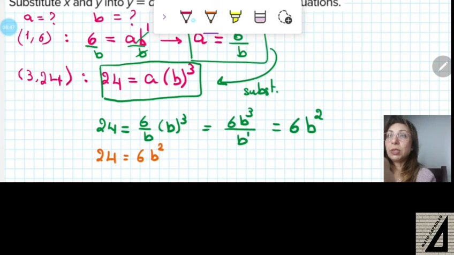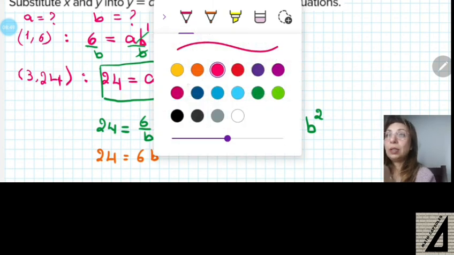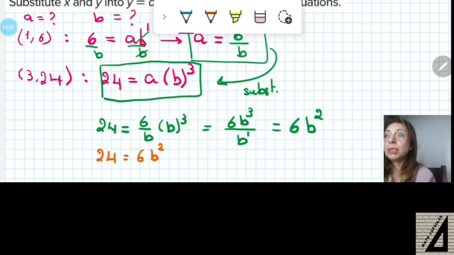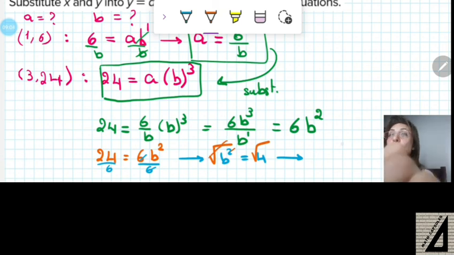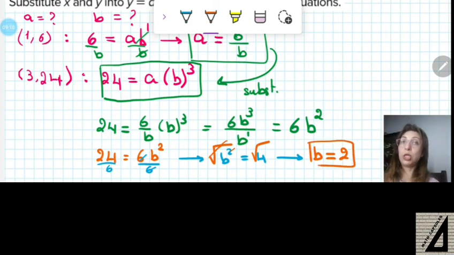By dividing both sides by 6 like this will give me b squared equals 4, and by taking the square root for both sides to get rid of the power 2, this will be b equals square root 4, that is 2. Now I found b equals 2.